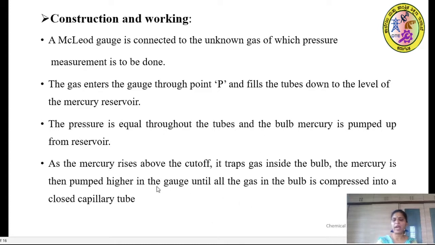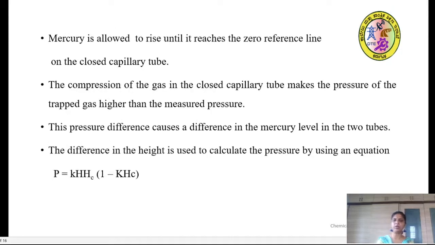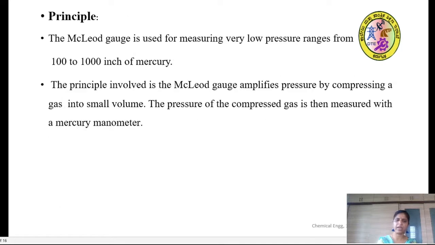As we have discussed, as the mercury rises above the cutoff, it traps the gas inside the bulb, and the mercury is then pumped higher in the gauge until the gas in the bulb is compressed into a smaller volume. The compressed gas in the closed capillary tube makes the pressure of the trapped gas higher than the measured pressure. This pressure difference causes the difference in mercury level in the two tubes. The difference in height is used to calculate the pressure by the equation P = K H HC - K HC. I'll just show the diagram again.